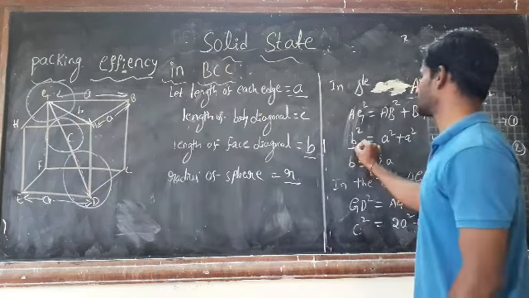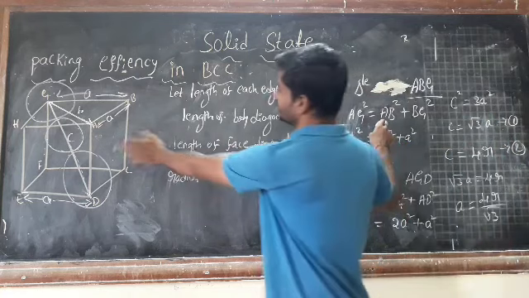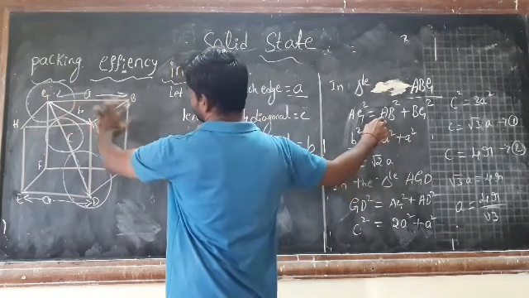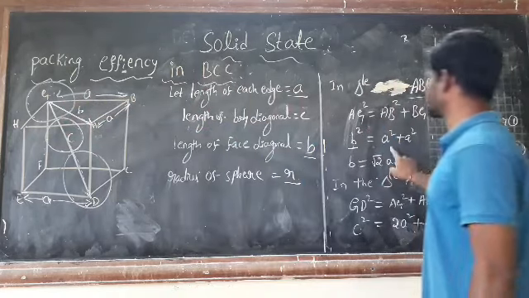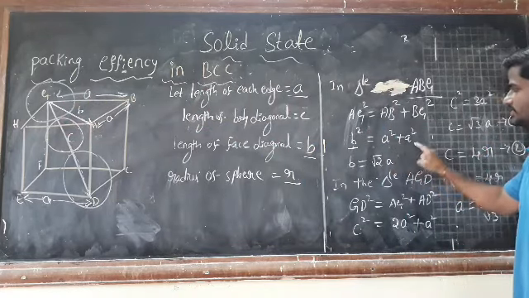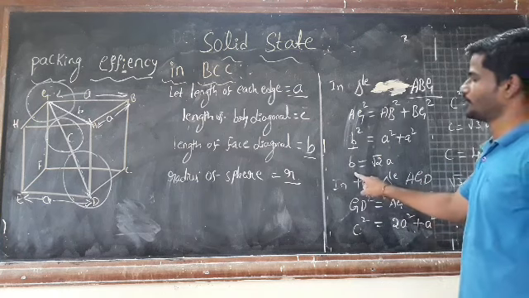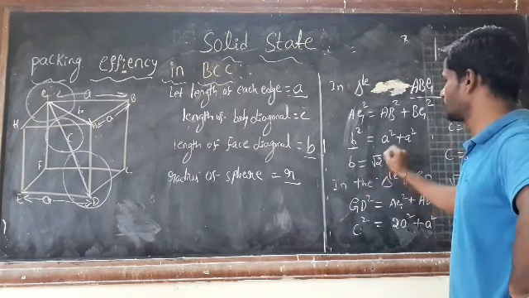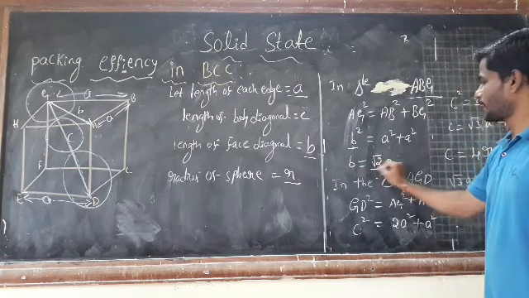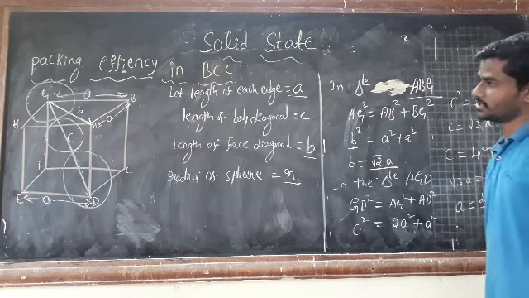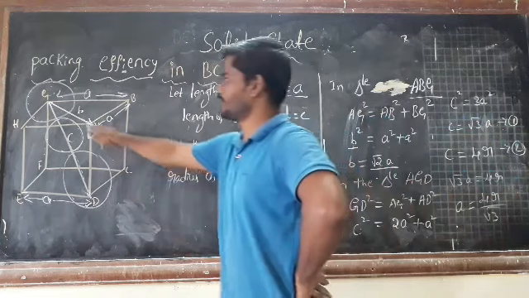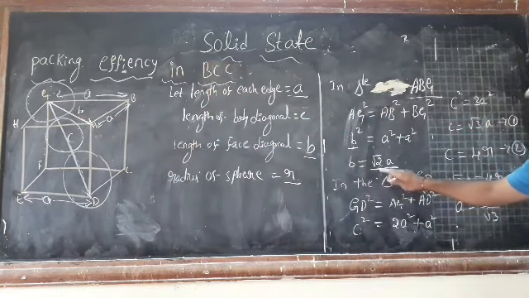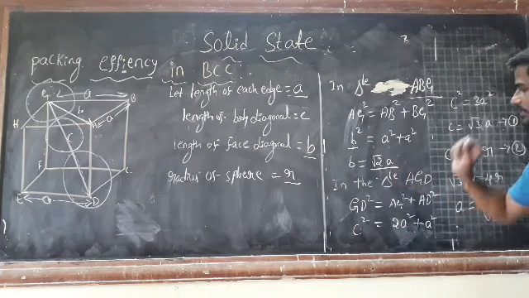So B square is equal to, what is AB? AB is A, AB square is A square. BG is A, BG square is A square. That is A square plus A square. Now we want only B, so B is equal to square root of 2 into A. So we are calculating the length of the face diagonal, that is B. B is equal to square root of 2 into A.